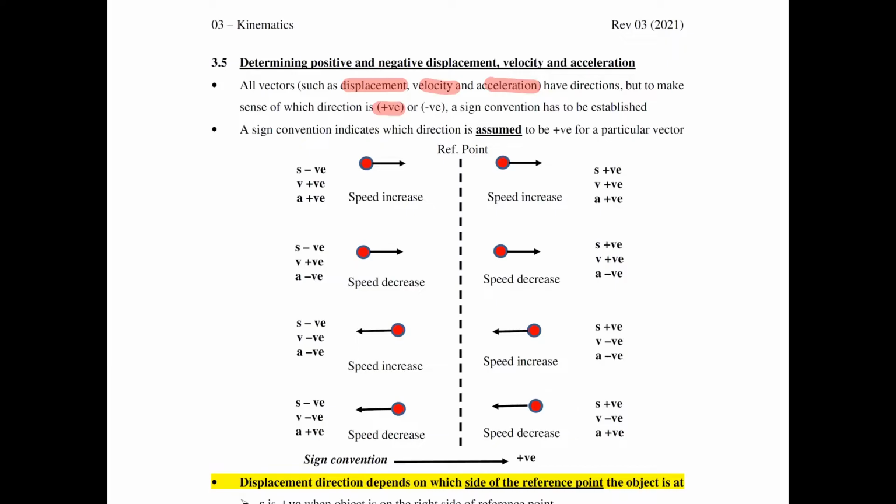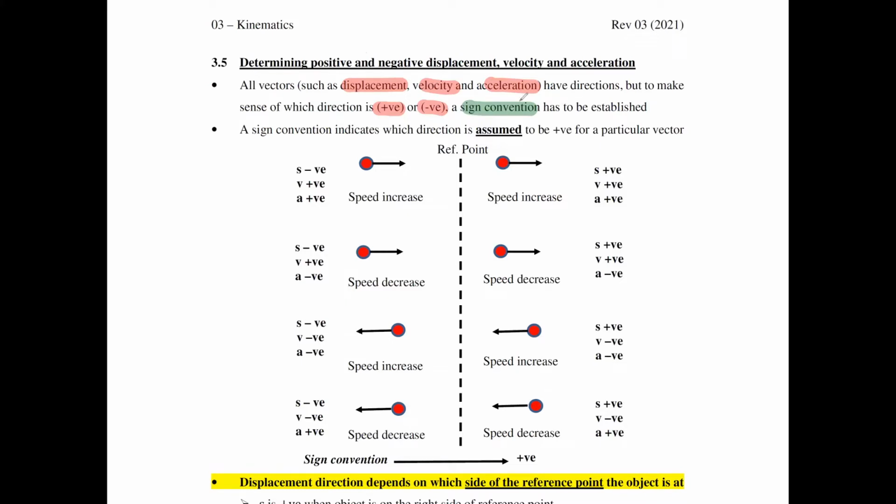Okay, so vectors like displacement, velocity, and acceleration all have directions associated with them. All you know is that if any one of these quantities is acting in the opposite direction, then you will have a negative sign. But how do you know which one is going to be negative in the first place? It is based on something called sign convention.